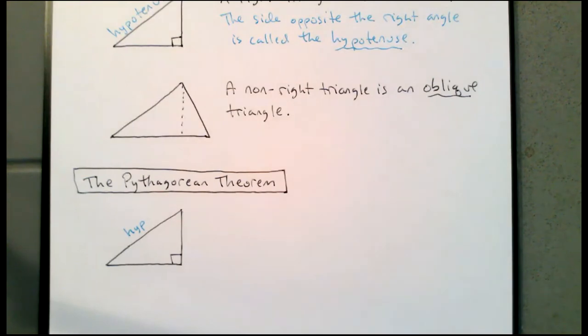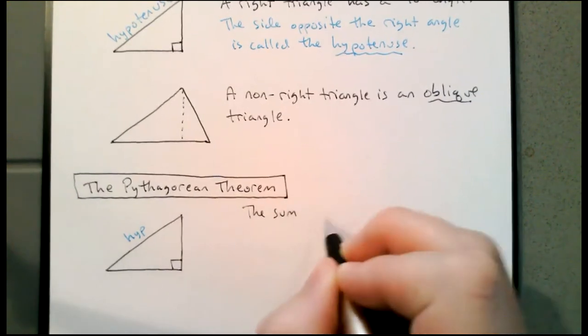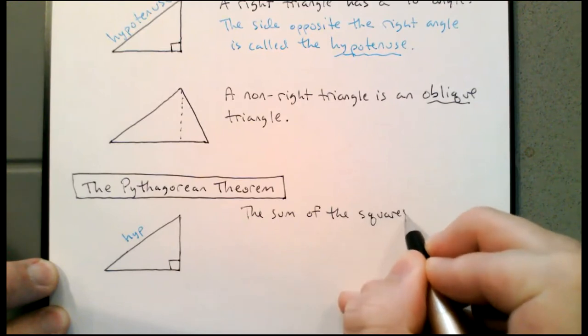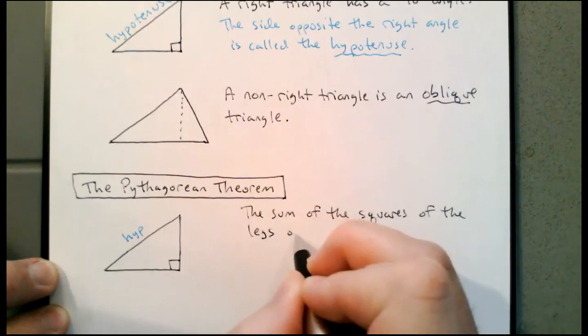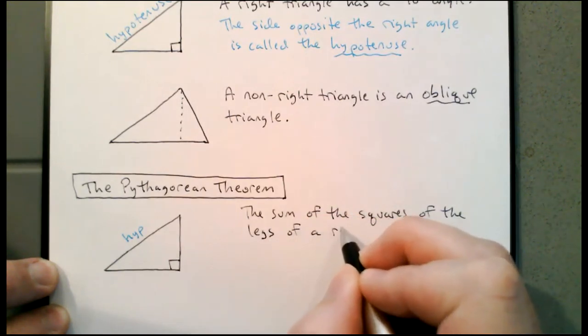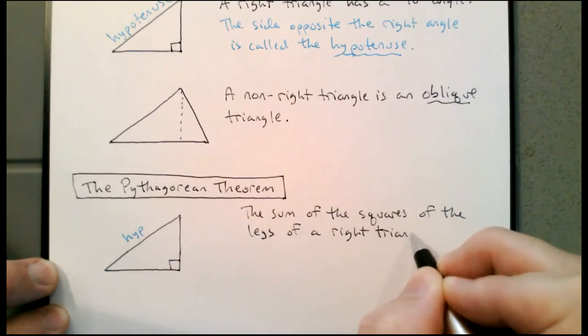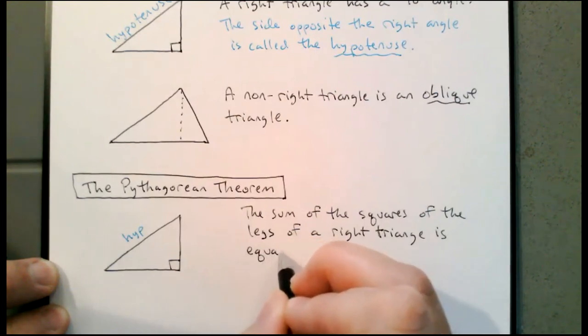So anyway, the Pythagorean theorem says that the sum of the squares of the legs of a right triangle is equal to the square of the hypotenuse.